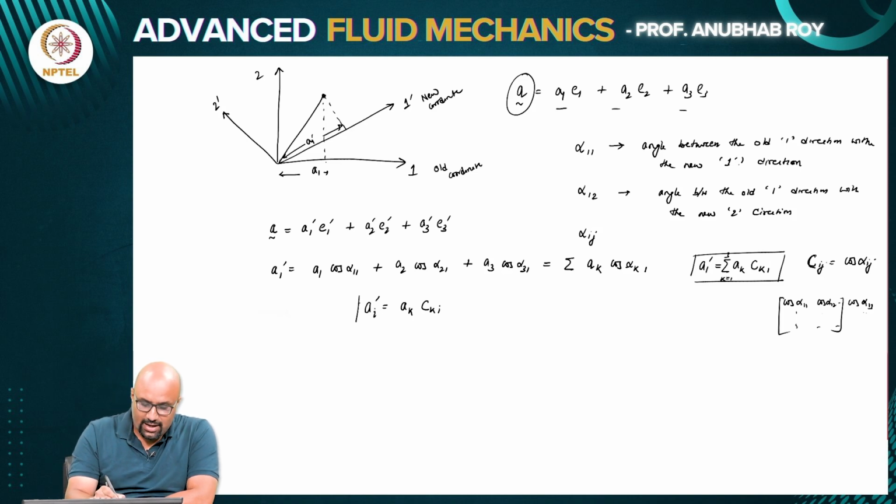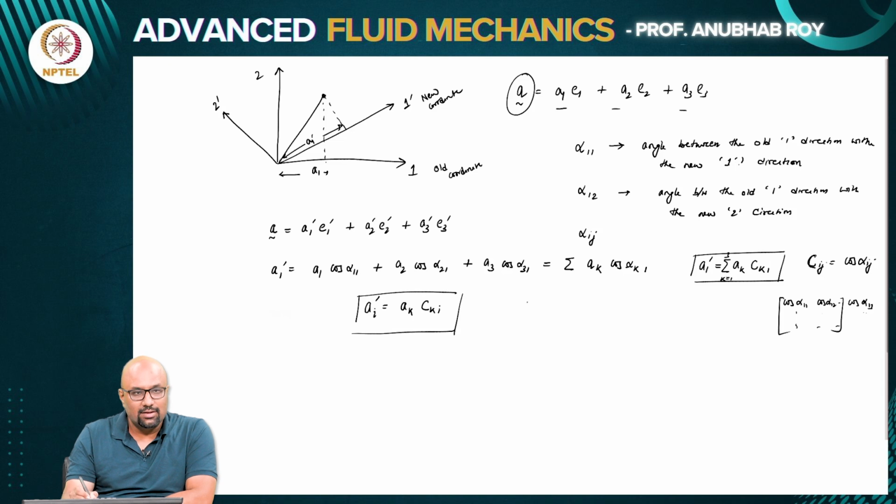So, a_k c_ki. This is just saying that a vector in a transformed, or rather a rotated coordinate system, will have its component transforming by this particular rule. So, c_ki that you have here basically represents your rotation matrix. It takes the components in the previous coordinate system and gives you the components in the new rotated coordinate system.